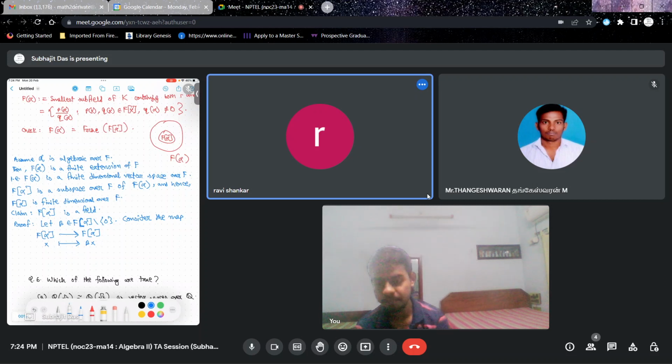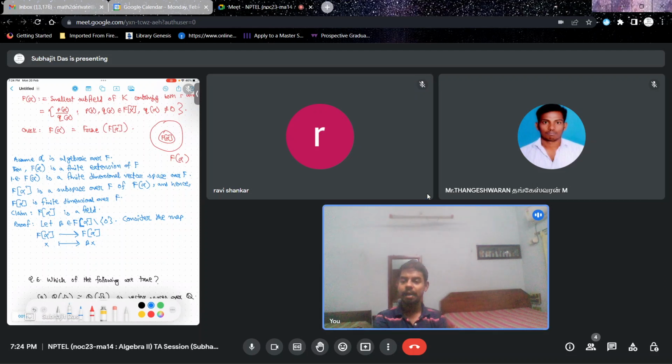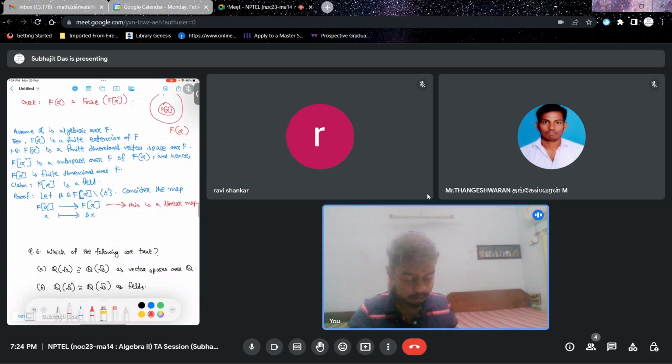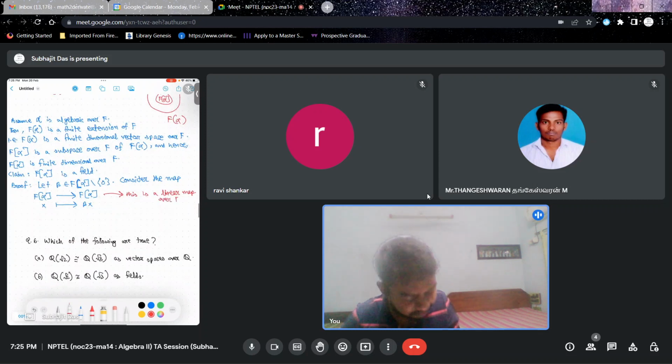Okay, so it preserves addition, right? Because x plus y is mapped onto beta x plus beta y, and c times x, where c is a scalar in F, is mapped onto beta times cx, which is c beta times x, precisely because you have commutativity of multiplication in the field F. So this map is a linear map over F.